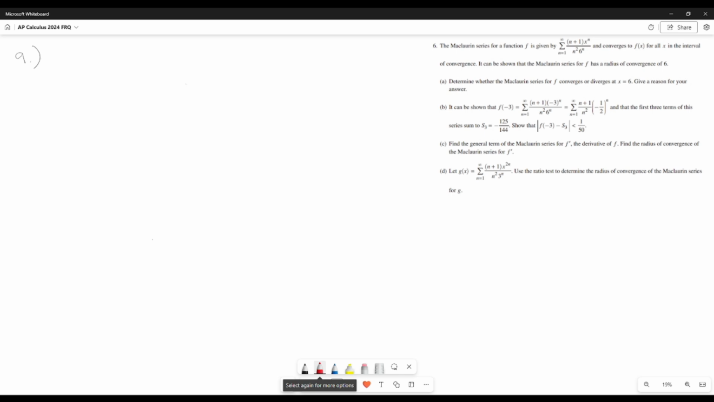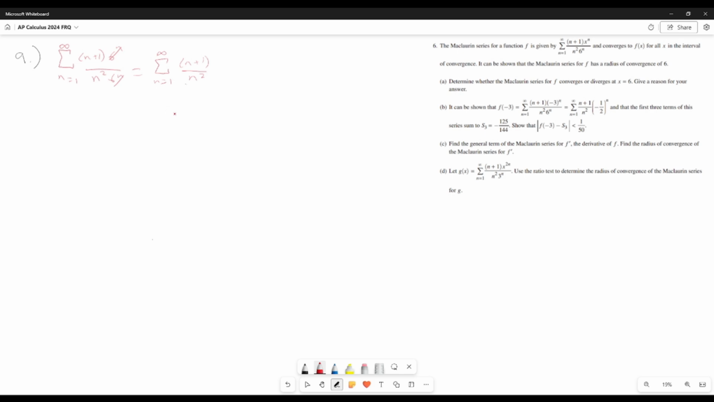Part A says, determine whether the Maclaurin series for f converges or diverges at x equals 6. Give a reason for your answer. So for this one, we first need to plug in 6 to that series. So it is the sum from n equals 1 to infinity of (n plus 1) times 6 to the n over n squared 6 to the n. As you can see, we've got these two 6 to the n's. Those will cancel out and give us the series from n equals 1 to infinity of (n plus 1) over n squared.